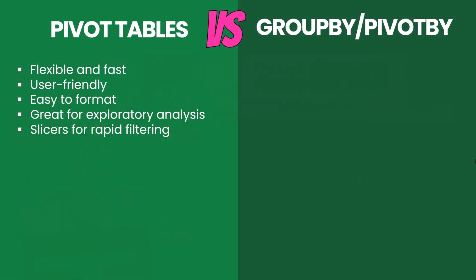Now, the advantages of pivot tables are pretty obvious. They are flexible and fast. We can drag and drop fields. They're user-friendly. Pretty much anybody with a few Excel skills can build a pivot table. They're easy to format. We can apply pivot table styles and even create our own custom styles. And they're great for exploratory analysis. If you want to slice and dice your data, move things around, then pivot tables are the perfect tool for this. And of course, we can use slicers for visual rapid filtering.